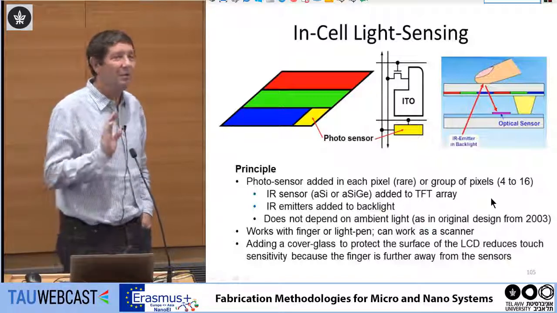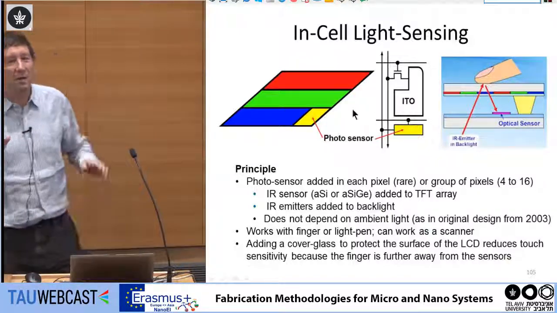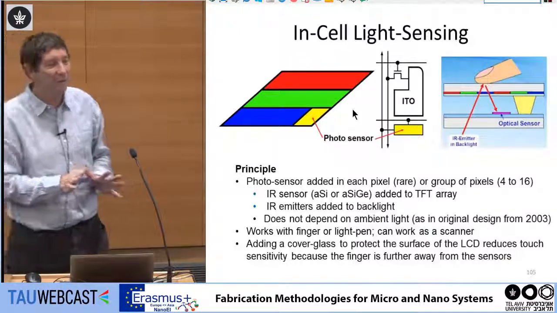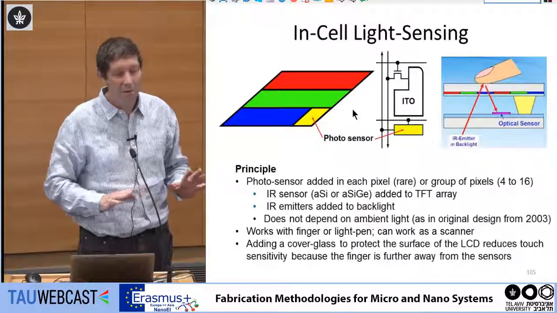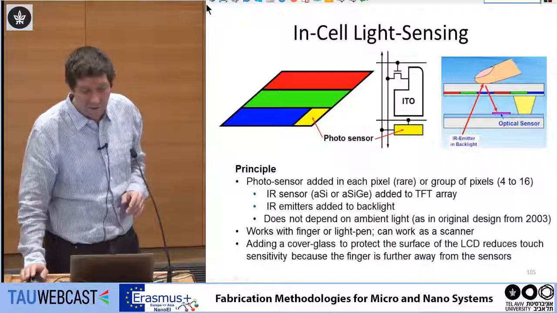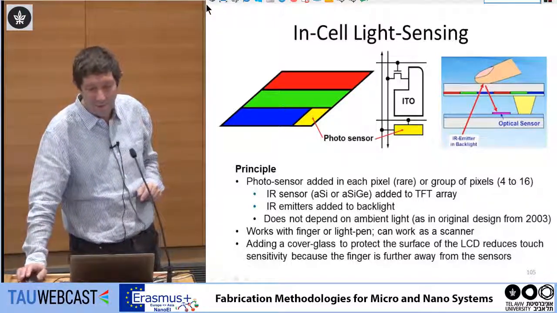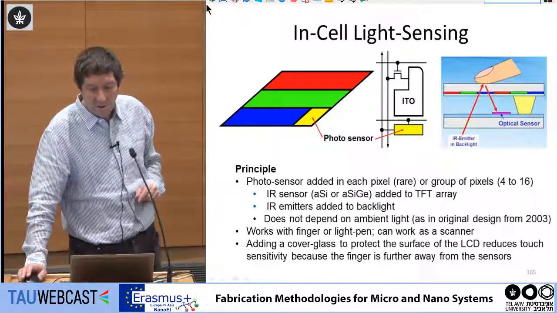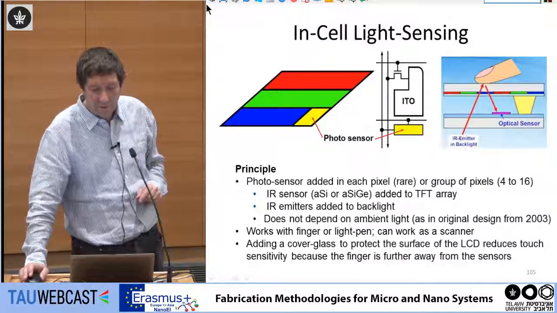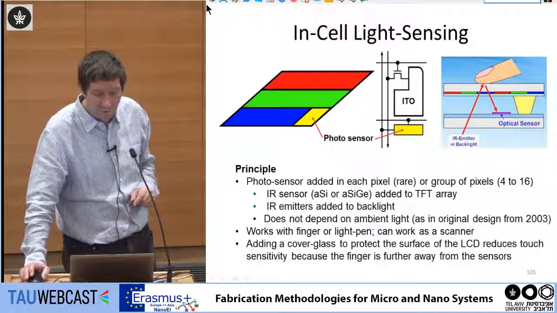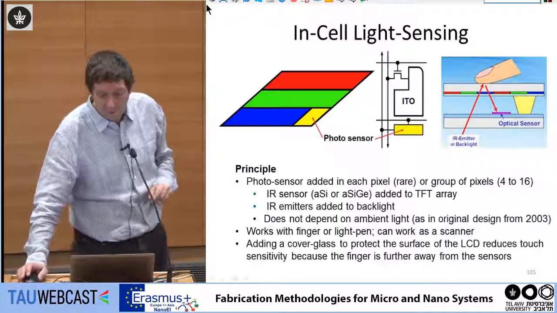By the way, most of the time I talk about capacitive touchscreens because this is the most popular. There are other things like in-cell light sensing. People use LEDs, and by touching it, you change the reflection. So practically, you can put a photosensor, and you can detect when you touch it. Photosensor added to each pixel.